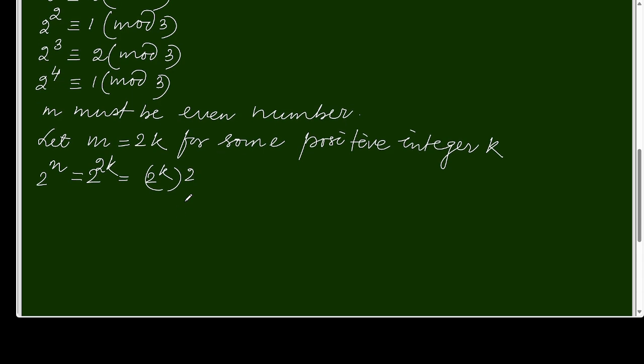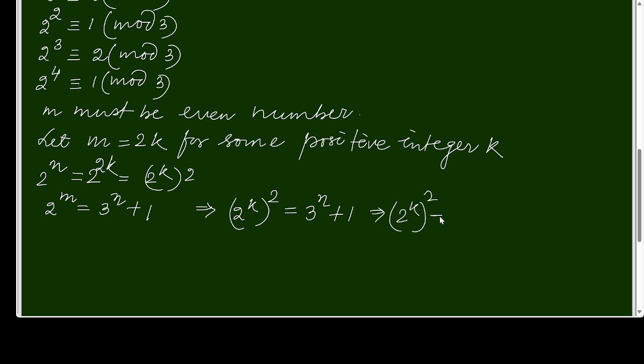So what is the original equation now? It was 2 to the power m equals to 3 to the power n plus 1. So now I can write 2 to the power k whole square equals to 3 to the power n plus 1, or 2 to the power k whole square minus 1 equals to 3 to the power n. So this left hand side I can write as 2 to the power k plus 1 into 2 to the power k minus 1 equals to 3 to the power n.